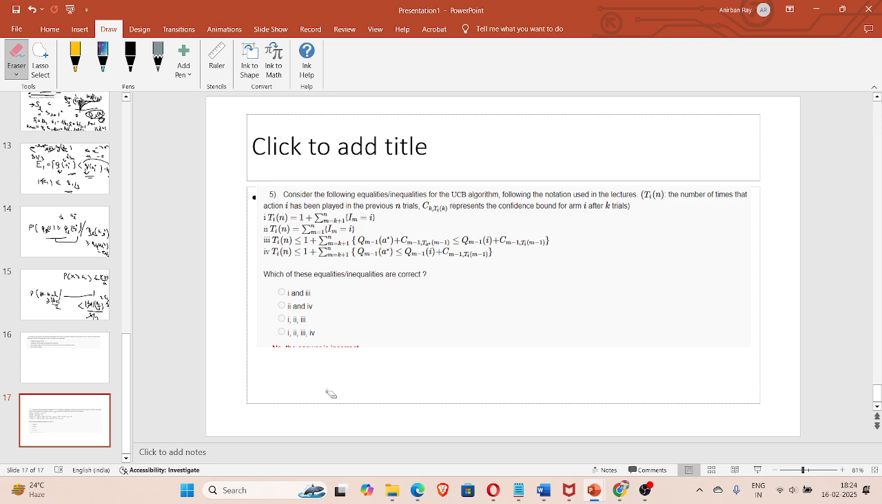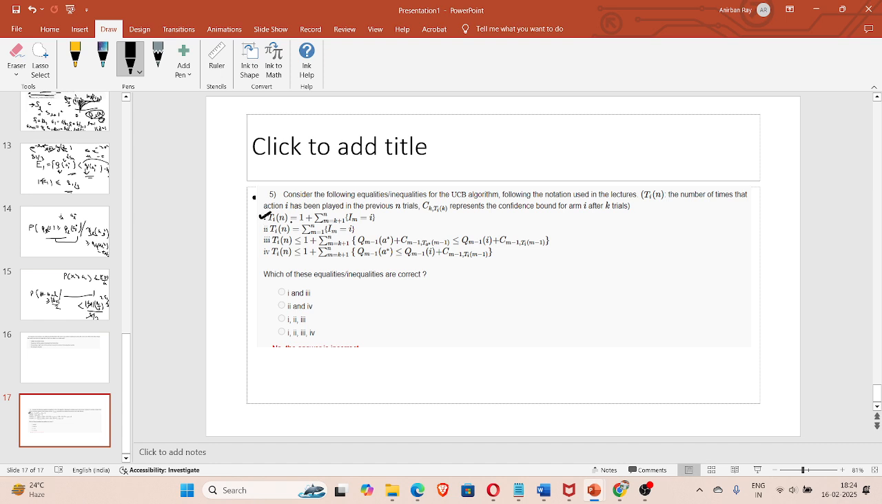So how many of these inequalities are correct? I think two should be incorrect, right? Let me check this one. One and two are incorrect? No, the first one is correct. Sorry, yes, the first one is correct.